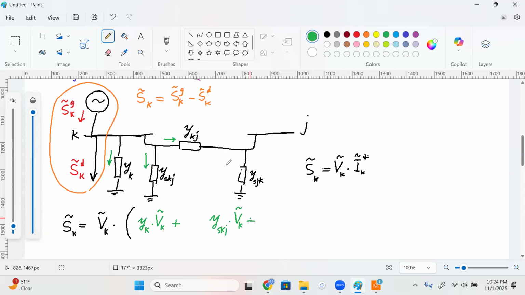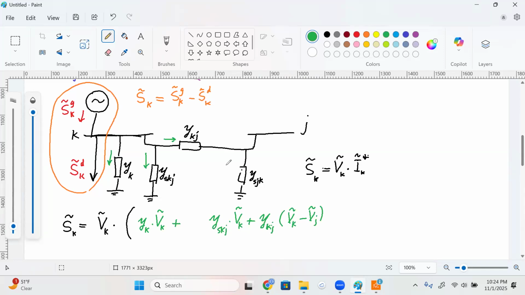What about the component that flows through the series element of the line? This obviously is going to be the admittance, YKJ, times VK minus VJ. So the voltage at bus K minus the voltage at bus J.